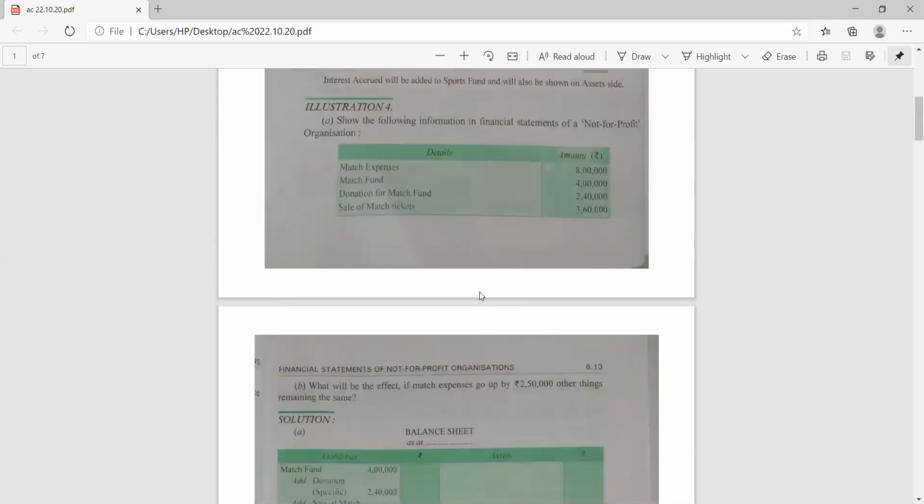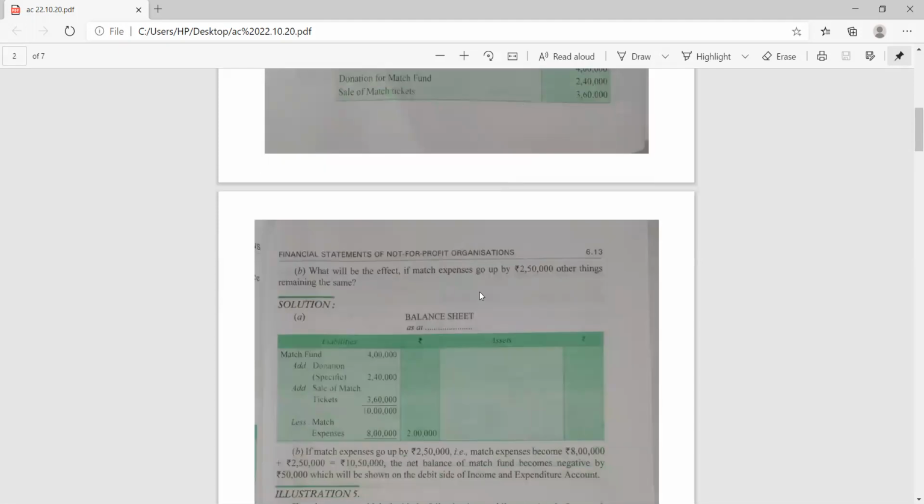Let's see. The match expenses are 8 lakh, match fund 4 lakh, donation for match fund 2 lakh 40, sale of match tickets is 3 lakh 60. So what we will do in part A, we will add all those which increase the match fund, and we subtract all those expenses which cause a decrease in the match fund. I hope I'm giving you 1 minute.